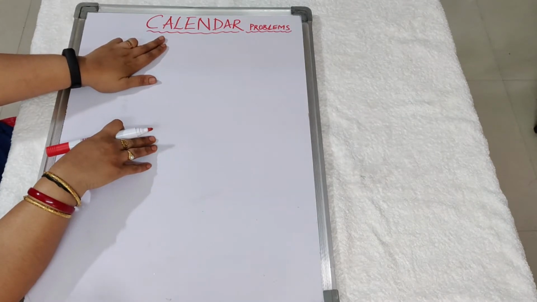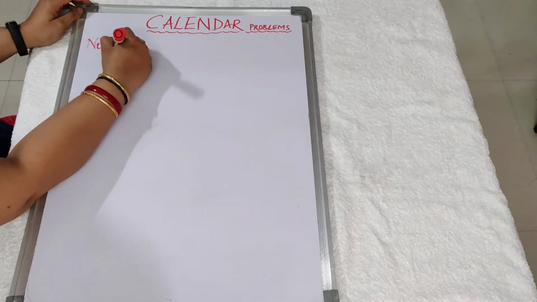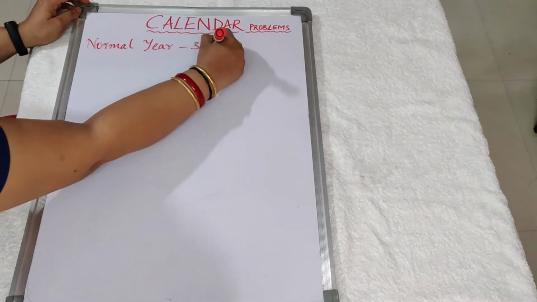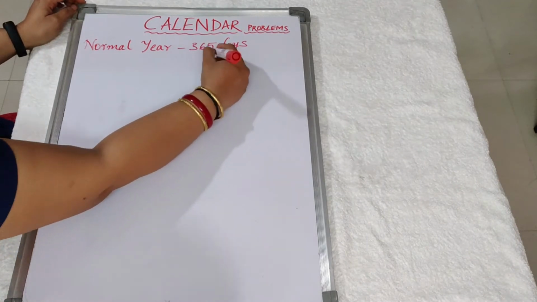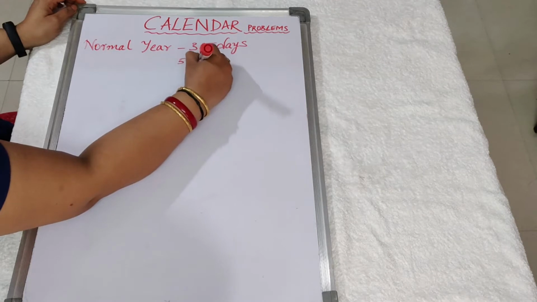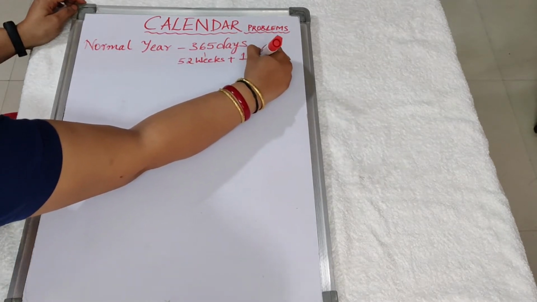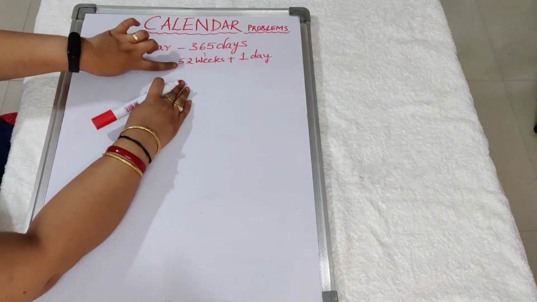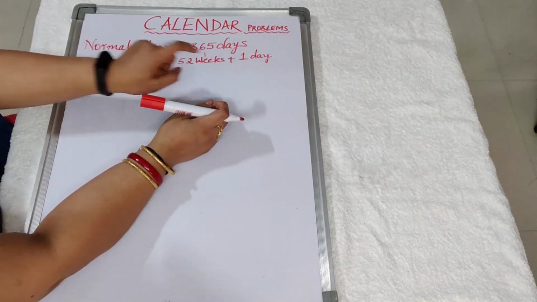Usually what you think of immediately when you see the word calendar is the number of days, right? A normal year, we all know, has 365 days, correct? When you divide 365 days by 7, you get 52 weeks, and there is 1 day extra left over. So this is a leftover day.